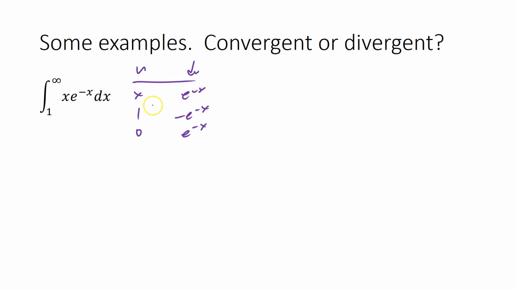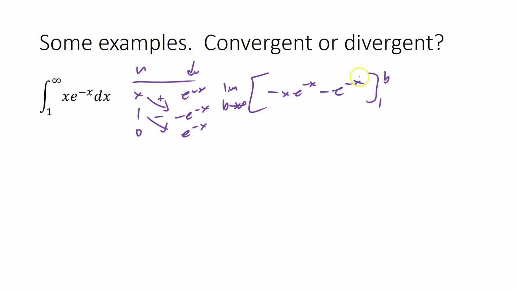And so now, let's see, we have our arrows, positive, negative. So our antiderivative is going to be negative x e to the negative x minus e to the negative x. And we do this from 1 to b, limit as b approaches infinity. So all those limits just make the infinity a b value, and b is approaching infinity.